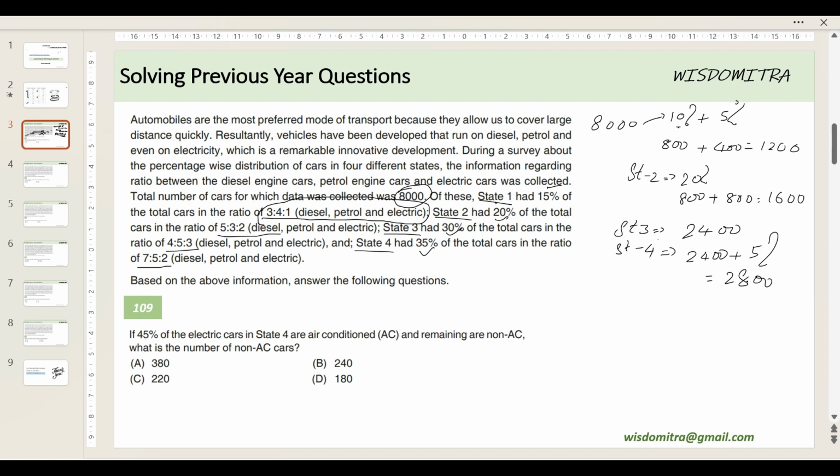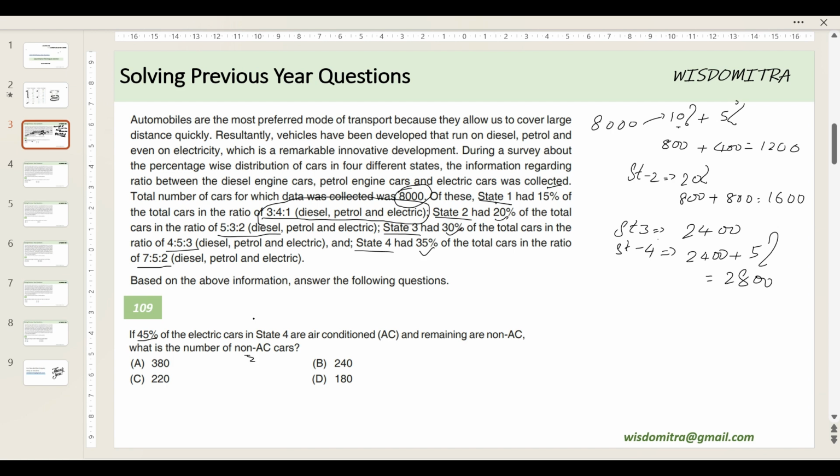So the total number of each state we identified, and now it has to be quickly broken down into 3 is to 4 is to 1, right? So now let us get into the question. The question says if 45% of electric cars in state 4 are AC and the remaining are non-AC, what is the number of non-AC cars?